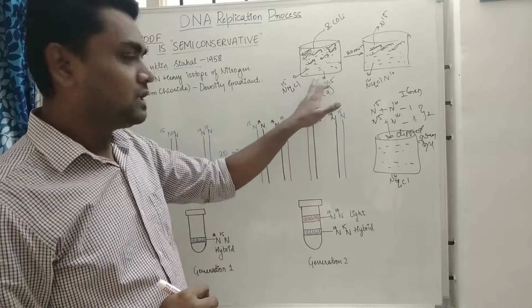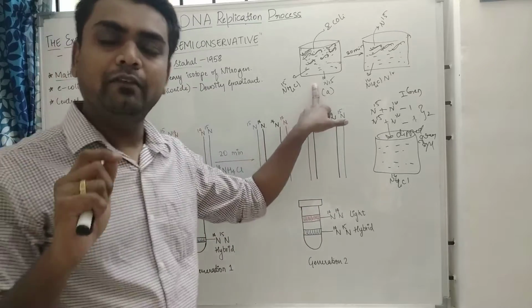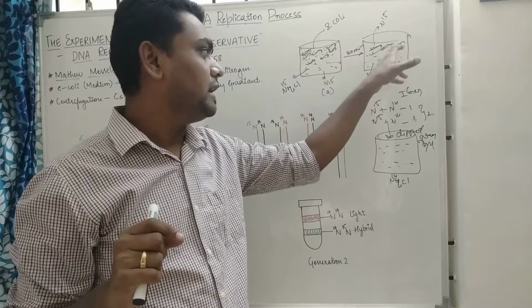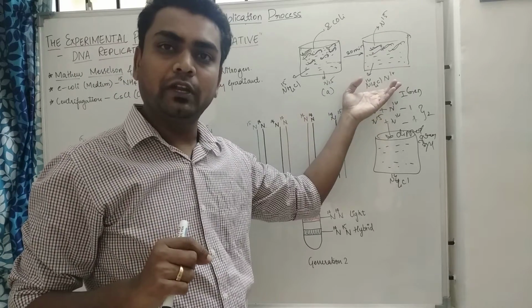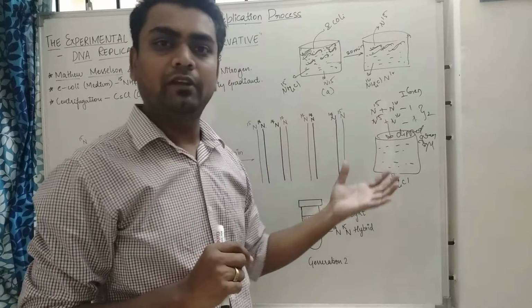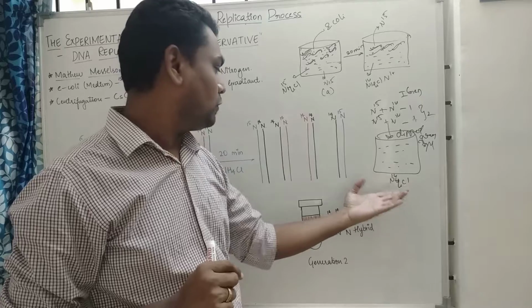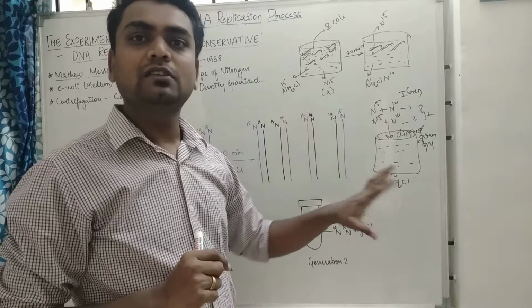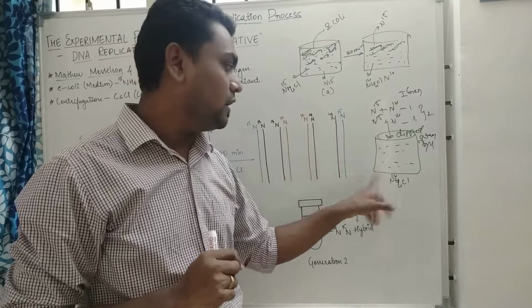This is the output. First they grew the bacteria equally in the N15 medium. After that they dipped them for 20 minutes in N14. They got the first generation. After that, from the first generation output, they again dipped them in NH4Cl for 20 minutes. They again got output where their DNA strands are separated.